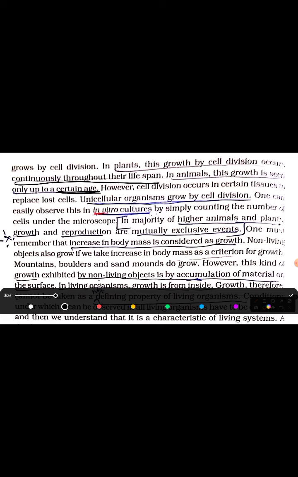Next, unicellular organisms grow by cell division. That is the point. One can easily observe this in an in vitro culture. In vitro means taking place in the laboratory, an artificial setting, whereas in vivo means taking place inside the body. We can see under the microscope how the cells are getting divided and the number of cells increasing.